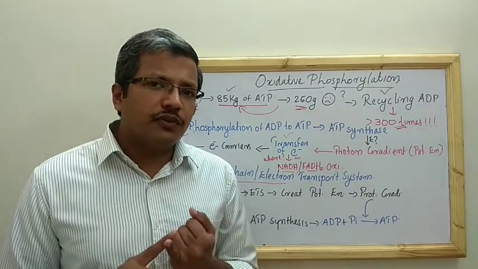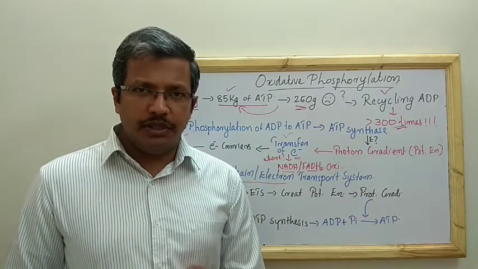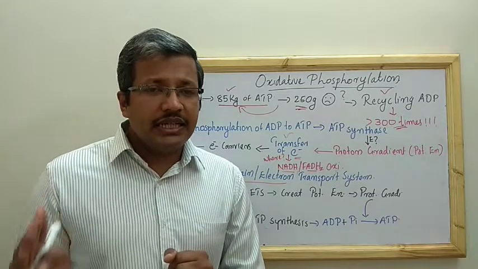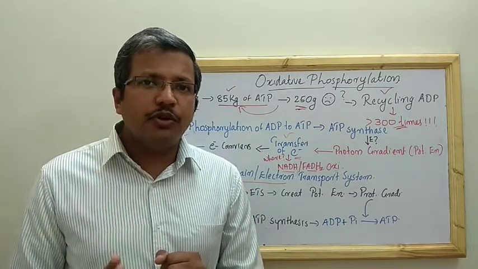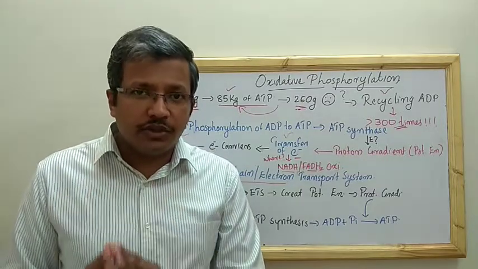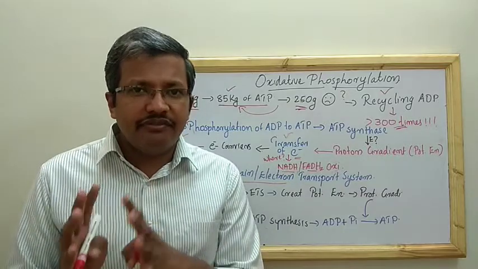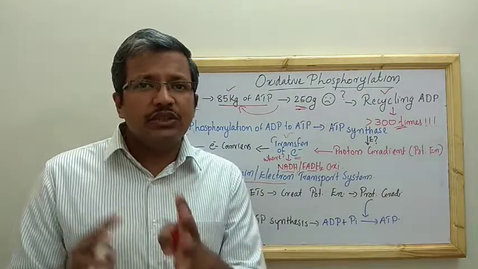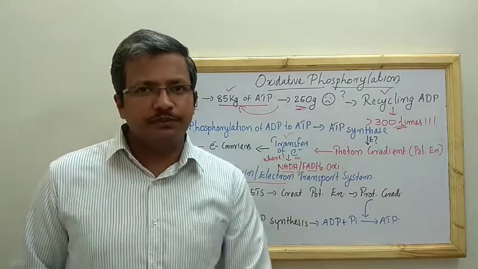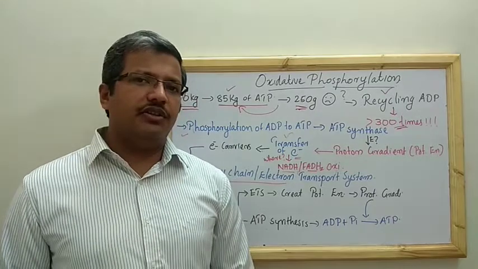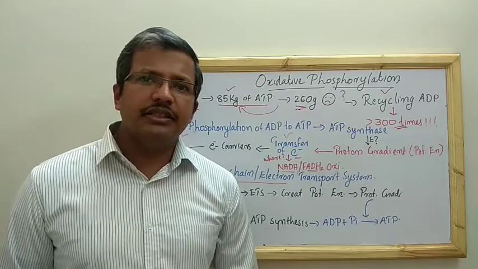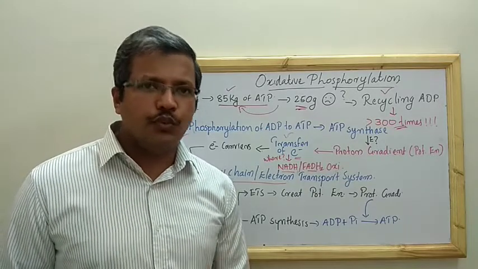It is a process of phosphorylation of ADP to ATP by the enzyme ATP synthase, utilizing energy, potential energy in the form of proton gradient created as a result of transfer of electron from NADH and FADH2 through a series of electron carriers in respiratory chain or electron transport system. So that is the definition of oxidative phosphorylation. You just revise the video again and learn the definition of oxidative phosphorylation well.